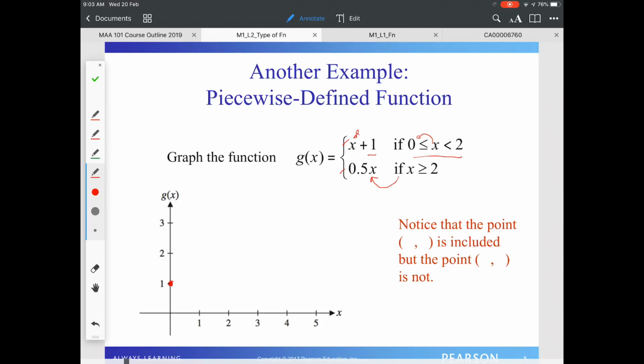And then x cannot include 2, but of course we can try to substitute 2 first. 2 plus 1 is just 3. So whenever x equals 2, you will get 3, somewhere around here. But it's not including 3, so we make the circle not filled. And of course it is a straight line. Use your ruler and draw it in one go. Now you take x equals 2 again, because it's included here, and substitute inside. 0.5 times 2 is just 1.